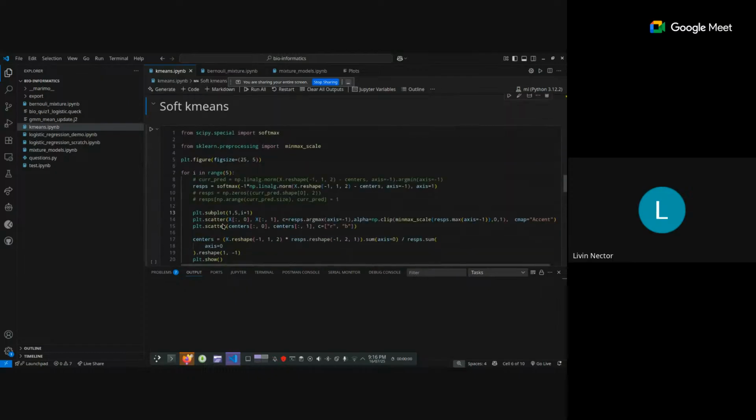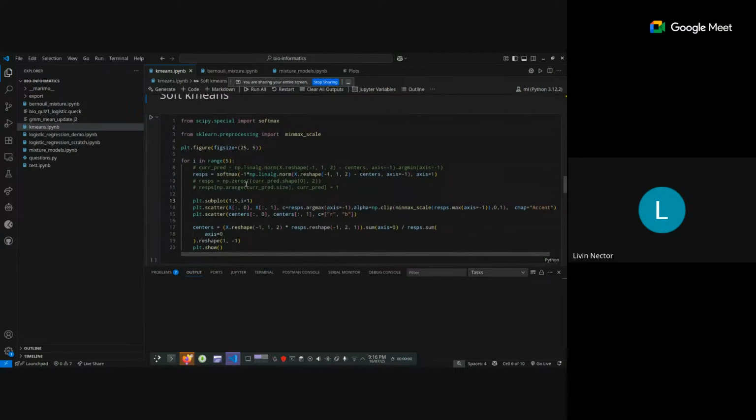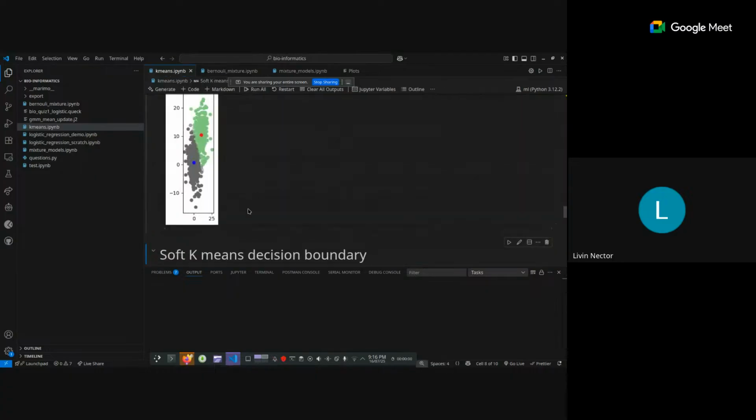Then we do a little modification for the soft k-means. The only modification that we do is, after computing the distance, instead of computing the responsibilities using a one-hot encoding, which essentially chooses only one match, we are doing a soft match to get the responsibility. Right. So with that, we'll be getting.